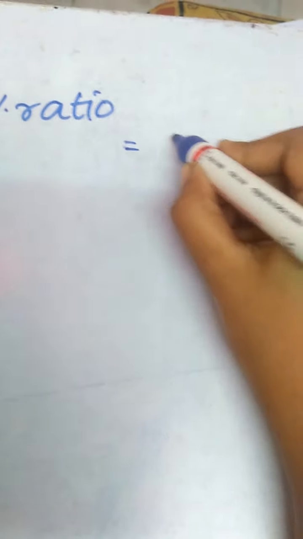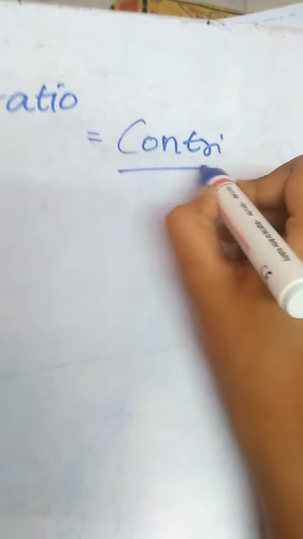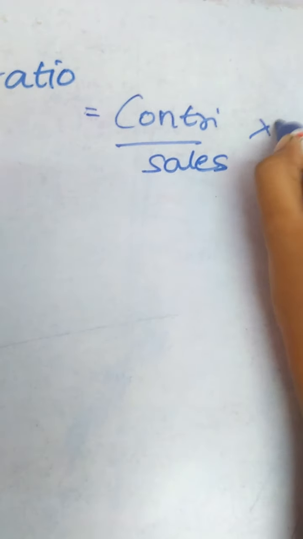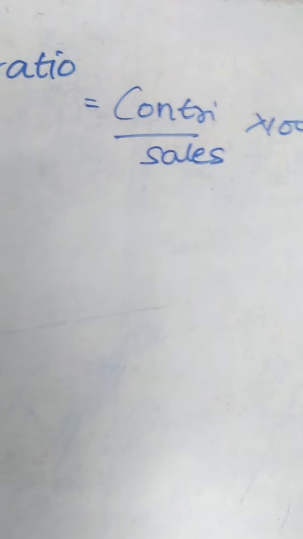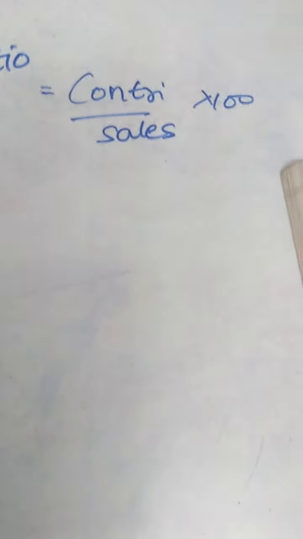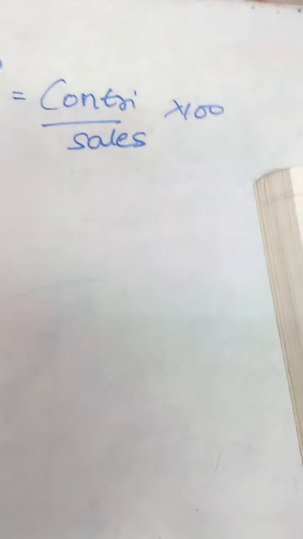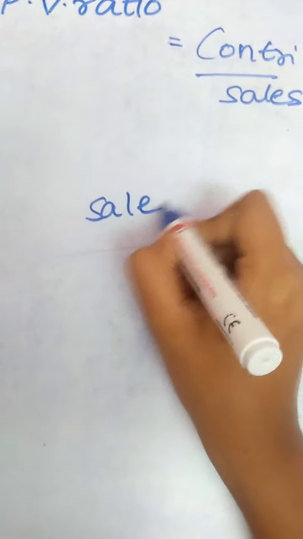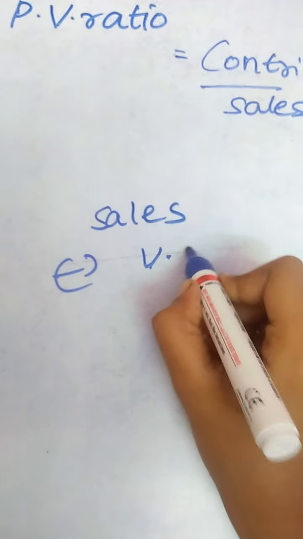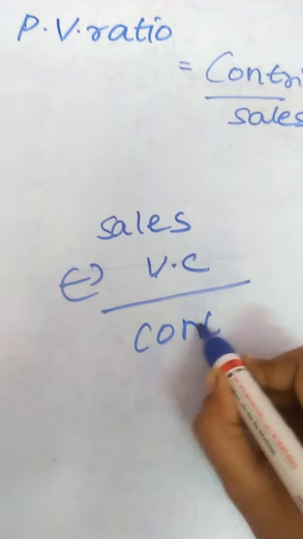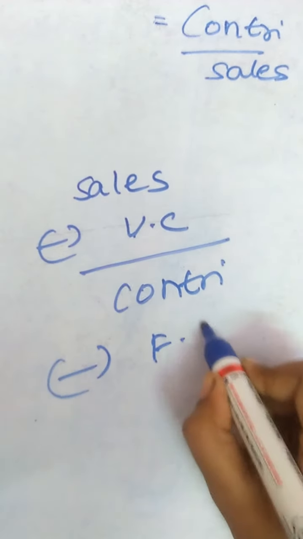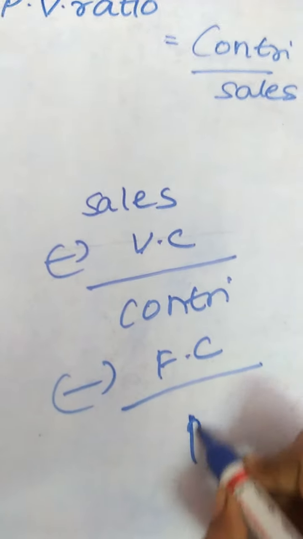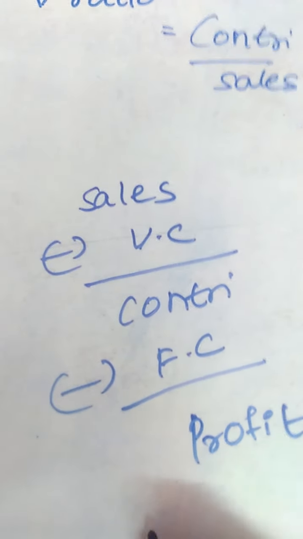We already know that the formula of PV ratio is contribution by sales into 100. Here we have this format: sales minus variable cost is equal to contribution, and contribution minus fixed cost is equal to profit.